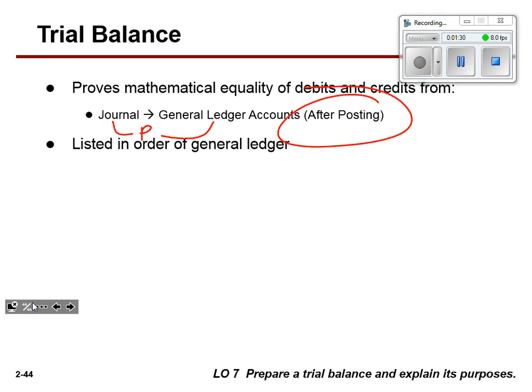The trial balance is listed in order of the general ledger. So it would start with assets, then it would roll right into liabilities, followed by owner's equity, revenue, and finally expenses. So it's in that order.